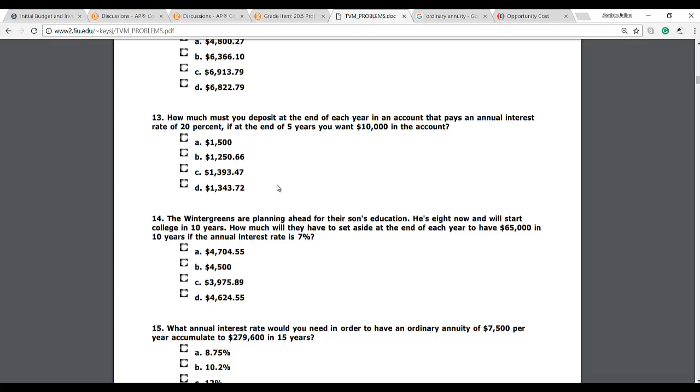Our next exercise is also very common, and we use it also for loans. We use the payment formula. This is the question: how much must you deposit at the end of each year in an account that pays an annual interest rate of 20%, if at the end of 5 years you want to have 10,000 in the account? This is something that you would like to do in your business, to project the money that you would like to have.